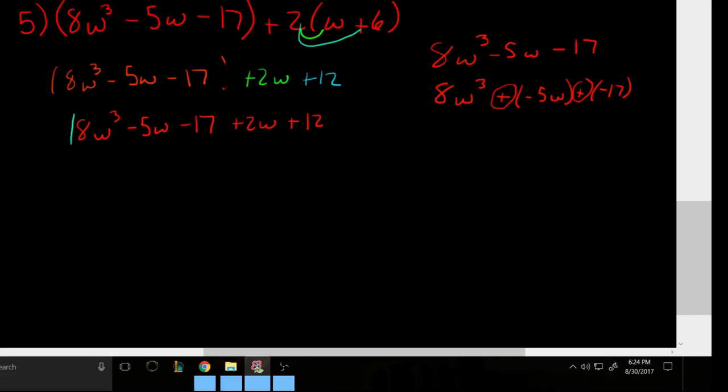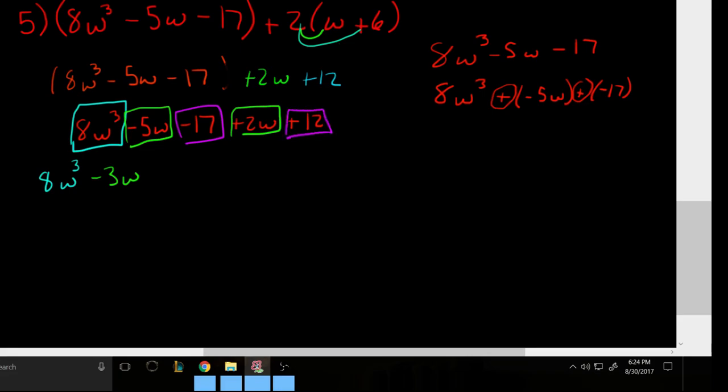Now we're looking for like terms, and I'll start with the largest exponent, which is 8w cubed. There are no other terms that have w cubed, so we'll just leave it. Next up, I've got a negative 5w and a positive 2w. Negative 5 plus 2 is negative 3w. And last but not least, we've got a negative 17 and a positive 12, which will become a negative 5. And that's your answer for number 5.